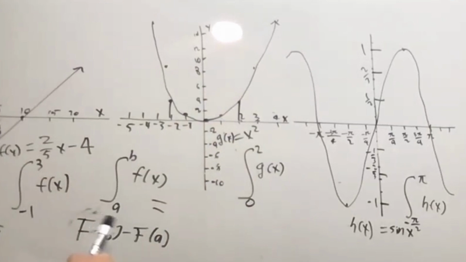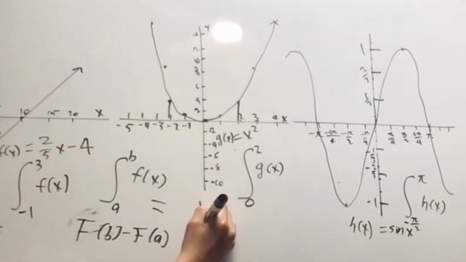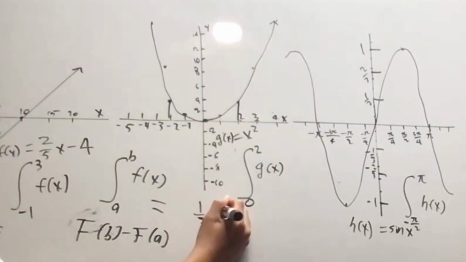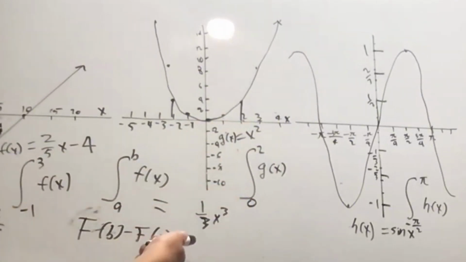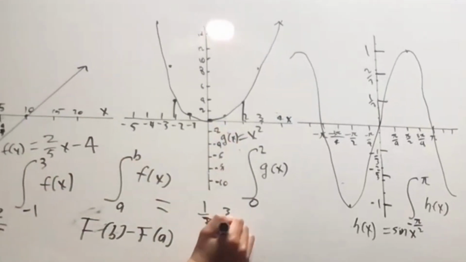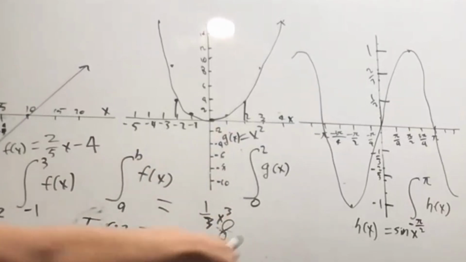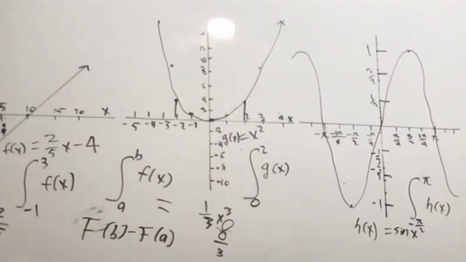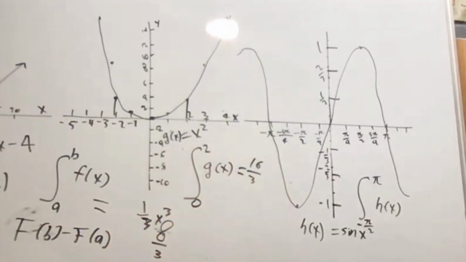So now using this again, the antiderivative of x squared would be 1/3 x cubed. So now we plug in 0, which we get 0. And then we plug in 2, which we get 8/3. So therefore, we subtract 0 from 8/3, and we get 8/3 again. Now to get this other side, we just multiply this by 2. So that this would be equal to 16/3.